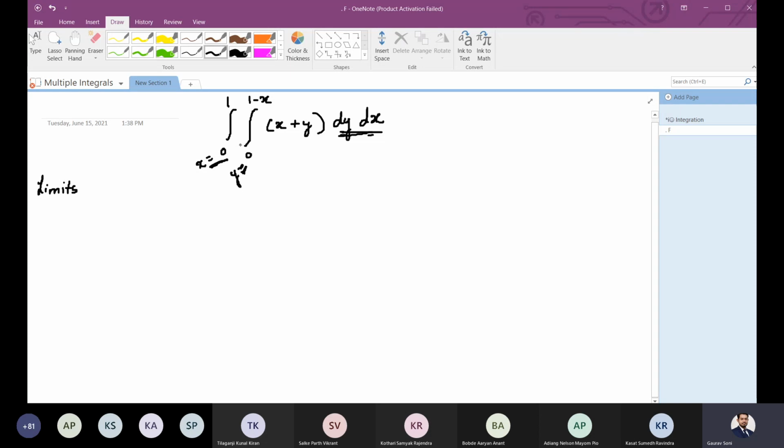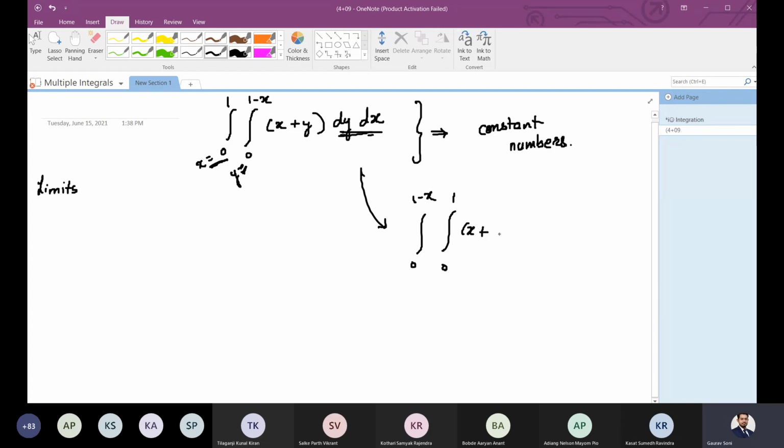Another observation is that when you solve an integration, you should always get a constant number. Constant number is something that you should get whenever you solve an integration. After solving, you can never get a variable. But if this same example is written like this: 0 to 1 minus x and 0 to 1, x plus y, dx dy.